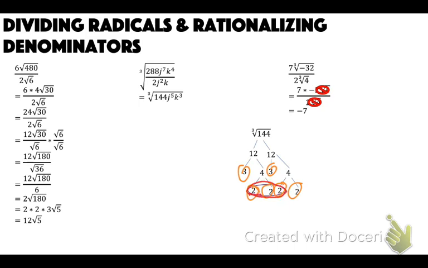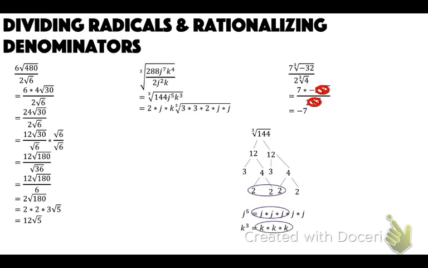Okay, but we're left with 3 and 3 and 2. Okay. And then J to the 5th, we have one group of 3, and K cubed, we have a group of 3. So then I can pull out a J, and I can pull out a K, and I'm left inside with 3 times 3 times 2 times J, which is 2JK cube root of 18J squared.